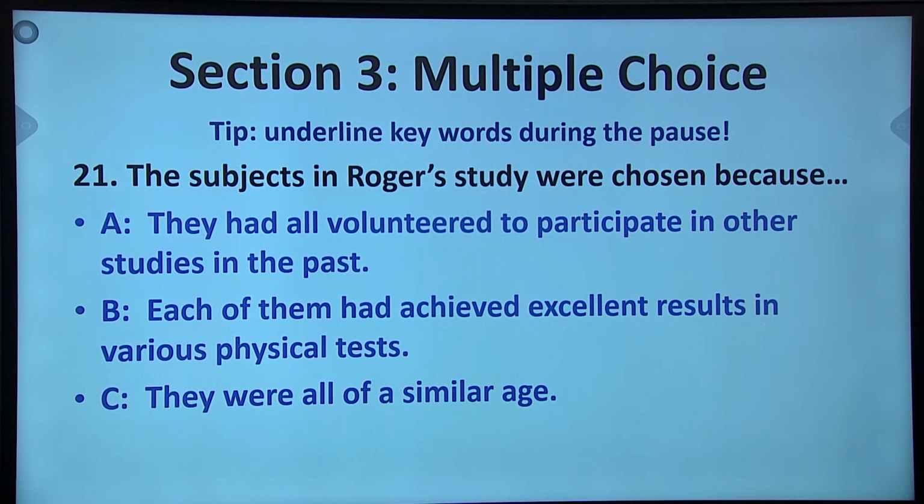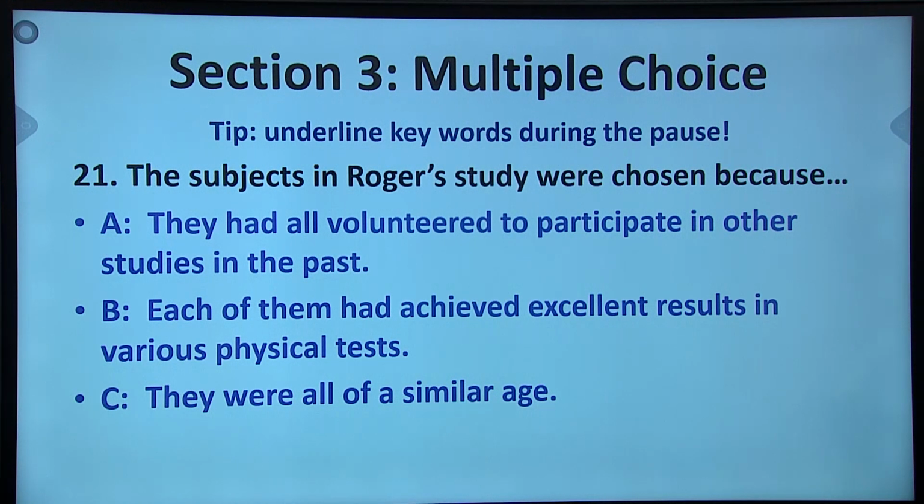So let's see first then which words you would underline in these questions while you're looking at them before you listen. So, the subjects in Roger's study were chosen because, now 3 choices. A, they had all volunteered to participate in other studies in the past. Or B, each of them had achieved excellent results in various physical tests. Or C, they were all of a similar age. So just take a minute now and think about in each question which words would you underline as the most important words. Okay, that will help you when you're listening.